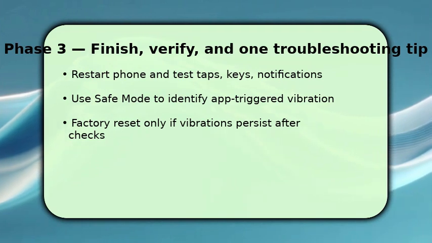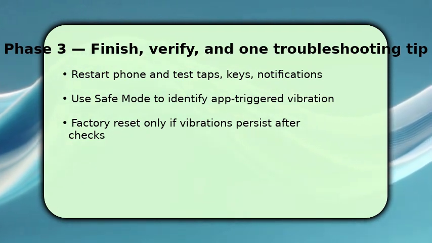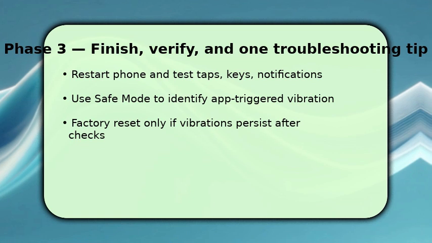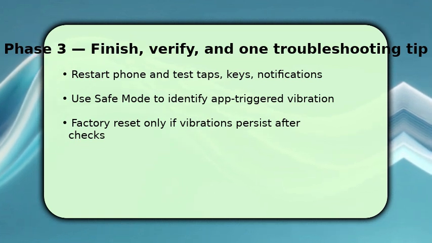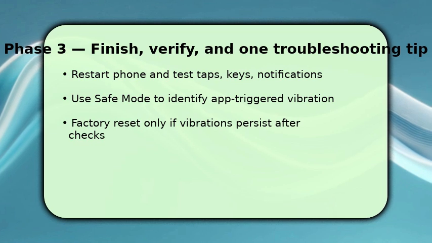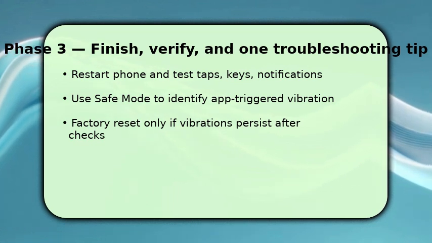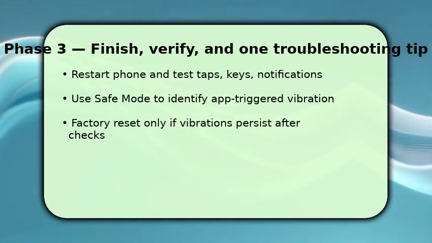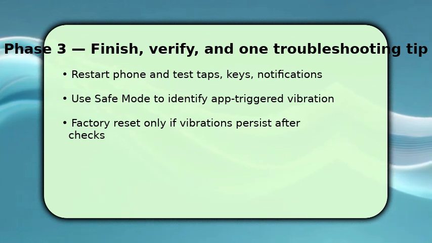Tap Screen, Type, and trigger a notification to verify vibrations stopped. If vibration remains, boot into safe mode to determine whether a third-party app forces haptics. Uninstall any suspect app. If safe mode still shows vibration, check accessibility settings for additional feedback options.